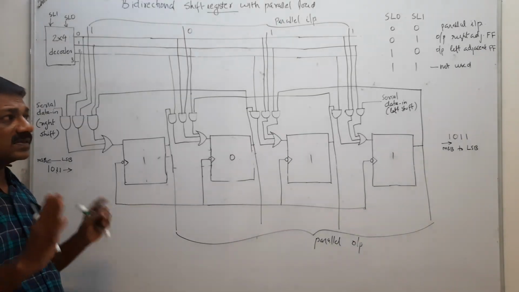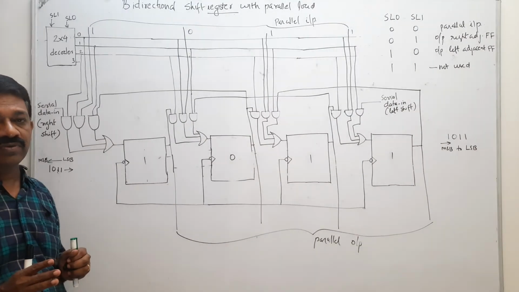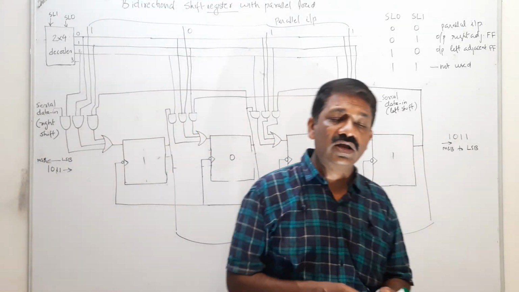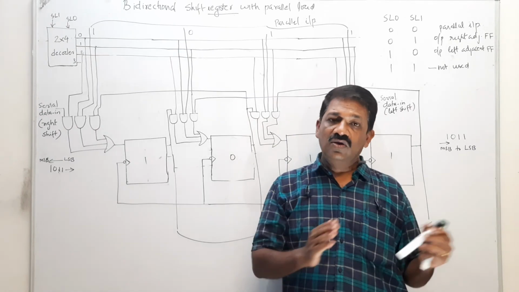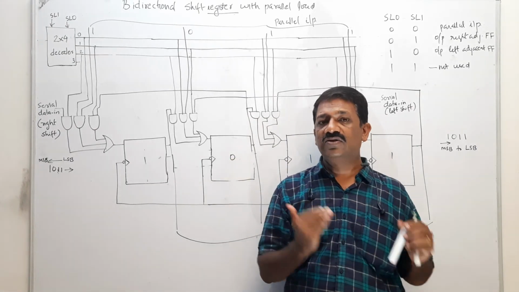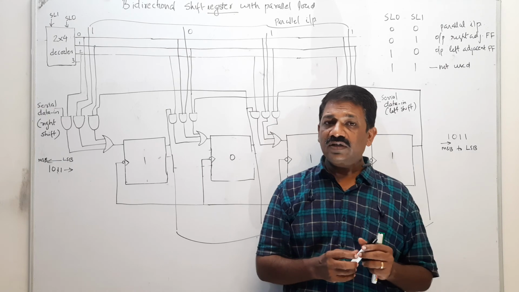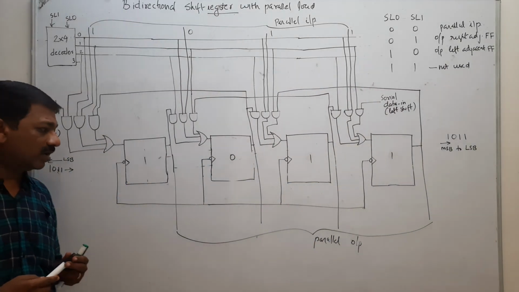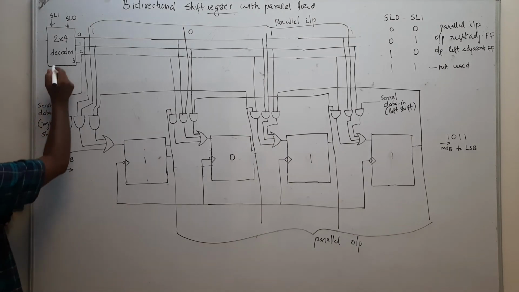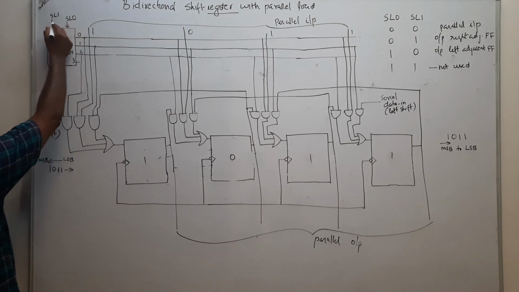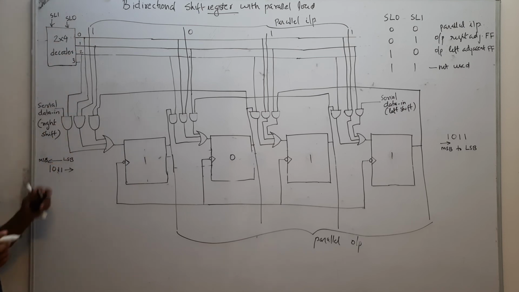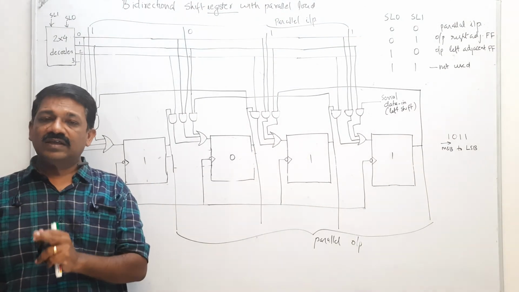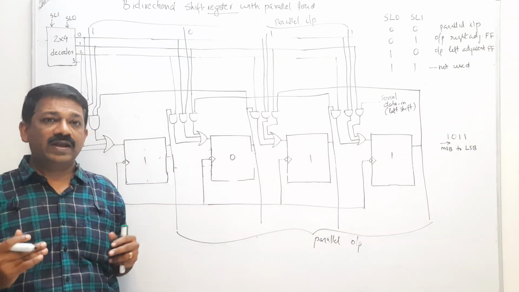So this is a circuitry in which you can have any of these three. That means your input is either parallel load, left to right shifting, or right to left shifting. For that, we are using a 2-to-4 decoder. This decoder has 2 inputs, SL1 and SL0, and depending on the input, you are going to have either left to right shifting, right to left shifting, or parallel load.